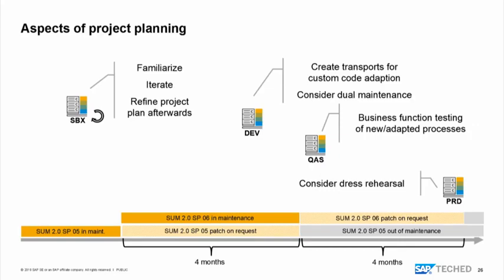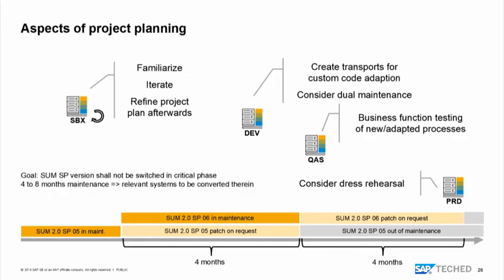And since project runtimes may exceed 8 months, you may consider to switch the SUM SP version at an early stage of the project. For example, after the sandbox run with SUM SP5, you switch to SP6 because your project plan says running the conversion is in the time frame where SP6 is still in maintenance, in patch on request phase. That's why you have to consider this project phase, and not switch the SUM SP version in a critical phase. And we have a 4 to 8 month maintenance phase, and relevant systems should be converted therein, saying a sandbox system is not relevant because it's not as critical there.